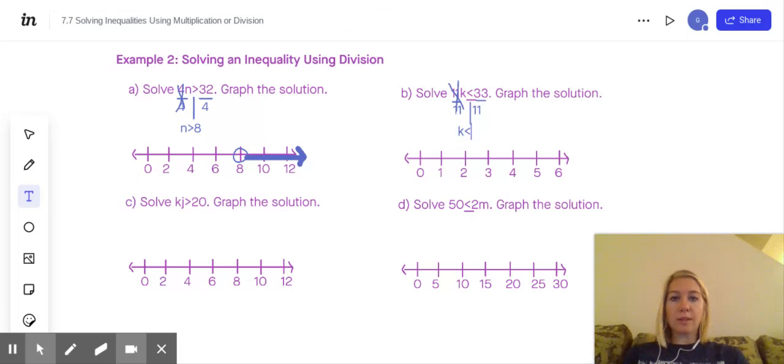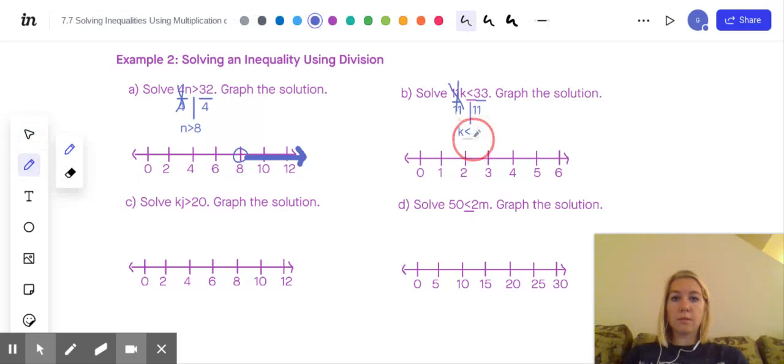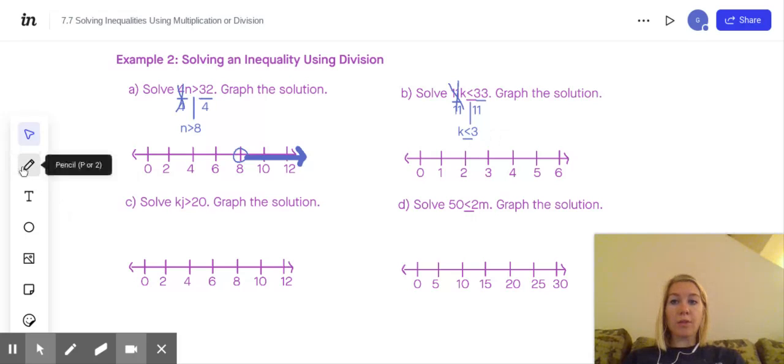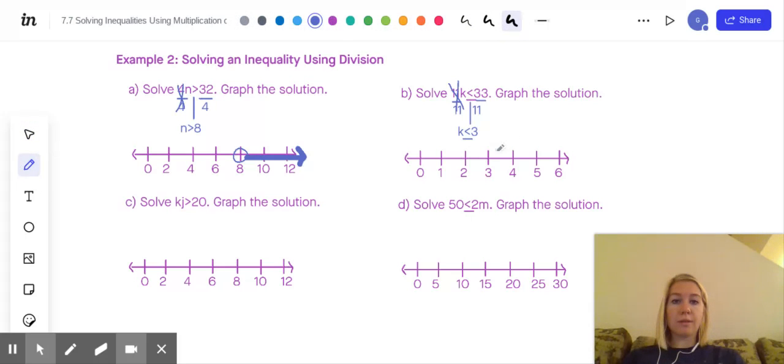So k is less than or equal to 33 divided by 11 is 3. So k is less than or equal to 3. Now, since it's less than or equal to, our circle when we graph is going to be closed, because 3 is a solution. 3 would be equal to 3, and that's what the less than or equal to means. Okay, but our arrow is going to go to the left, though, because k could also be less than 3 to be a solution as well.